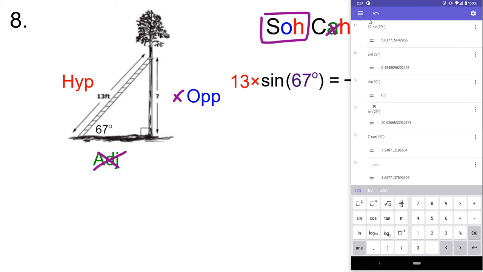So let me go ahead and clear all this because it's kind of getting annoying. All right, so I'm going to do 13 sine of 67. Okay, so 11.96, which will round to 12. I think I used 2 decimal points. You get it. 11.97 if I round.